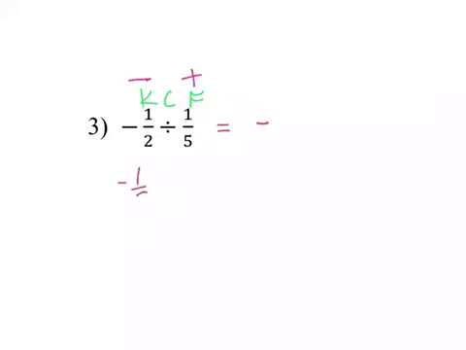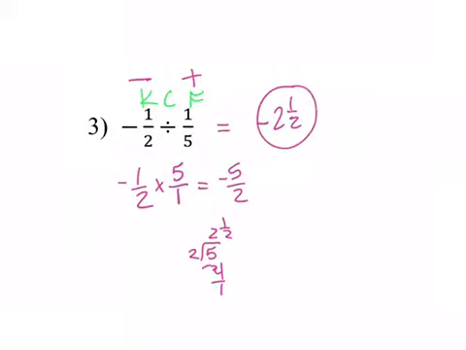So keep -1/2, change division to multiplication, and flip that final fraction. That gives -5 over 2, but we need to turn it into a mixed number. So it would be -2 1/2.